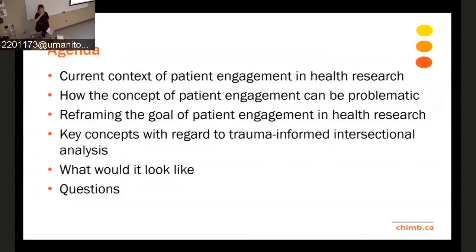Today, to give you a little bit of an overview about what we're going to be talking about, we're first just going to go over briefly what the current context of patient-public engagement and health research is, and how the concept of patient engagement can be problematic. We then are going to talk about reframing the goal of patient-public engagement and health research, some of the key concepts with regards to a trauma-informed intersectional analysis, and then what it would actually look like at a practical level. And then at the end, there'll be time for questions, both here in the room, but also definitely feel free to send questions as well, our friends, to the webinar.